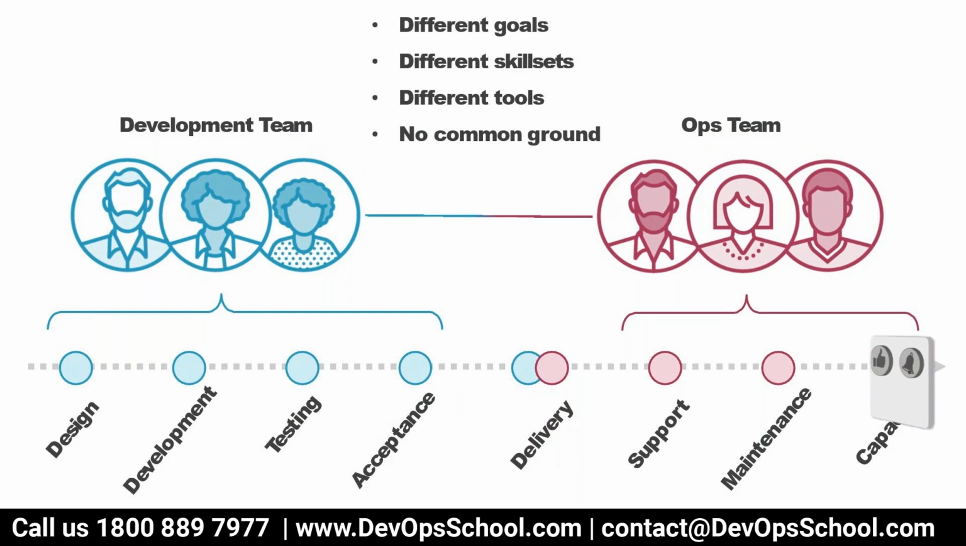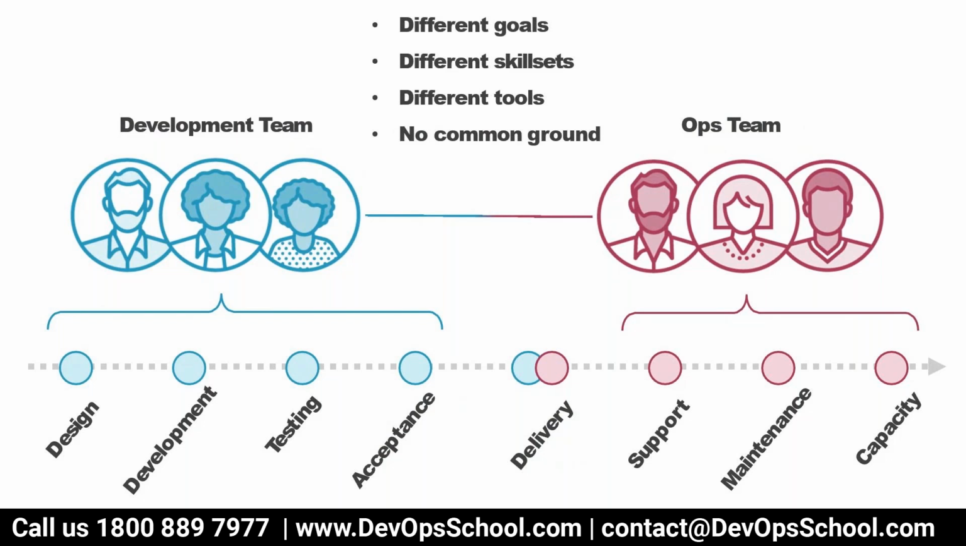Support team will do support, maintenance, capacity planning, and all. And they will only integrate during the delivery. That means development has no idea about the ops team, how they perform, what their environment is, and all stuff like that. Ops team have no idea what new initiatives are being taken in the development team, what their environment is, what the dependencies are, what the techs are, and all stuff like that. So they only connect through the delivery, and that is where they share the information. That's the one time. So both the teams have different goals, different skill sets, different tools, no common ground.